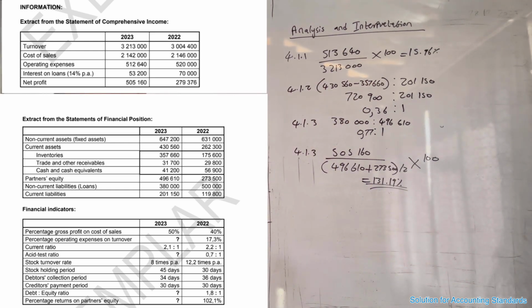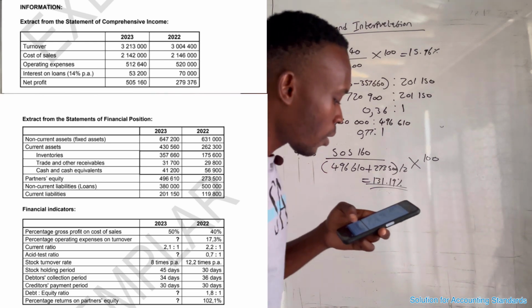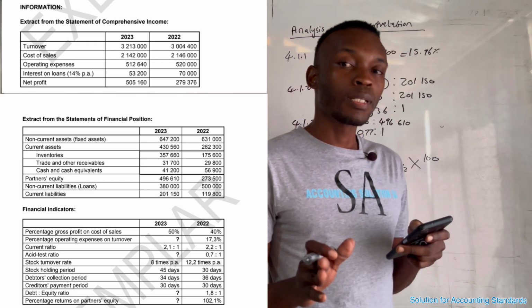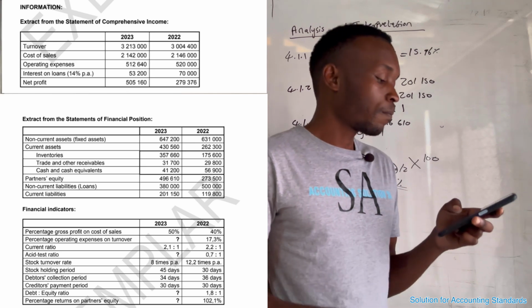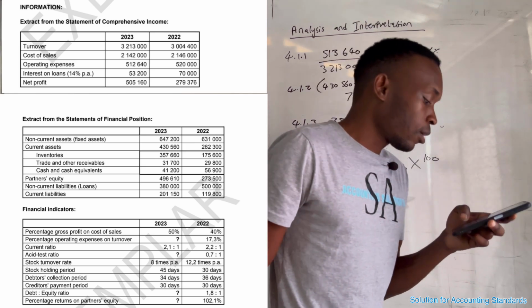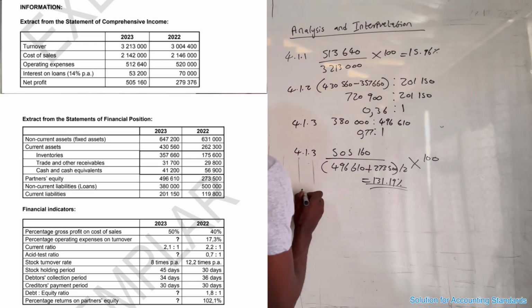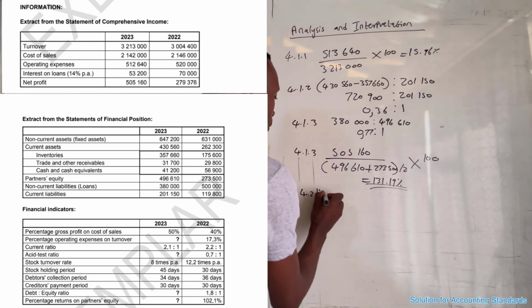The next question, guys, says comment on the liquidity. Remember, I did an example of which one is liquidity, which one is profitability, which one is solvency. Comment on the liquidity position of the business for 2023 and quote one financial indicator. Let's do so. 4.2 liquidity.